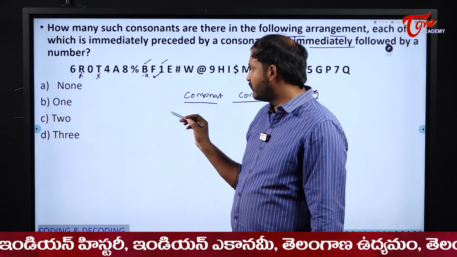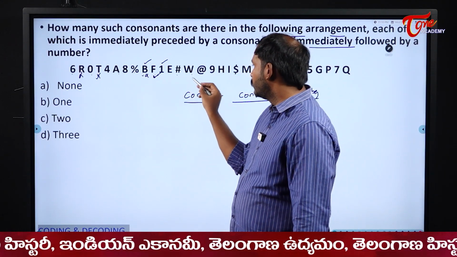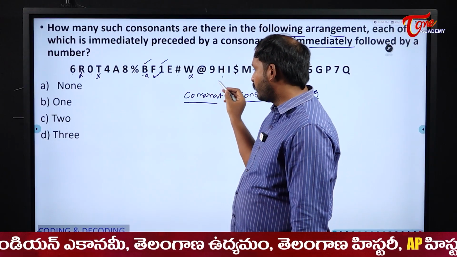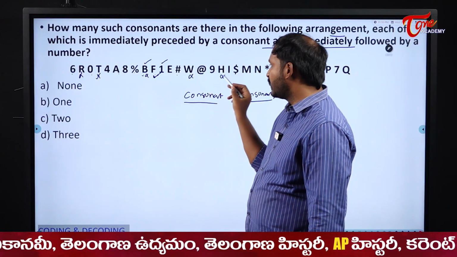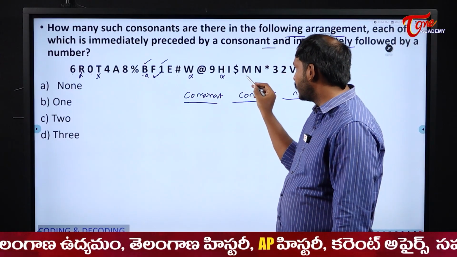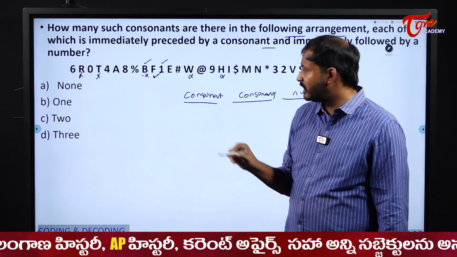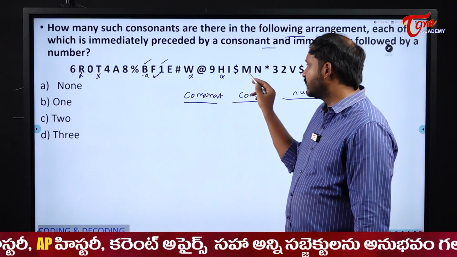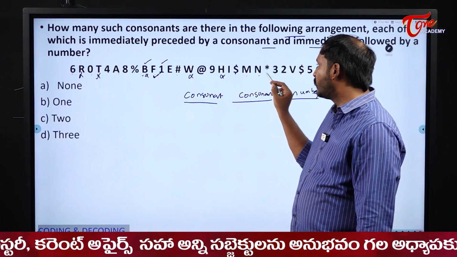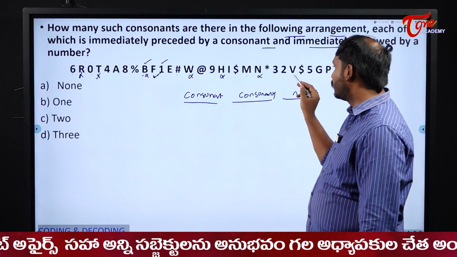Next E is a vowel, we will not go. Next W, no. H is a consonant, but it is not preceded by that one. I is a vowel, not taking that one. M is a consonant, but it is preceded by what? A symbol. N is a consonant. S, it is preceded by consonant, but it is followed by a symbol. So N is also gone. Please check V.